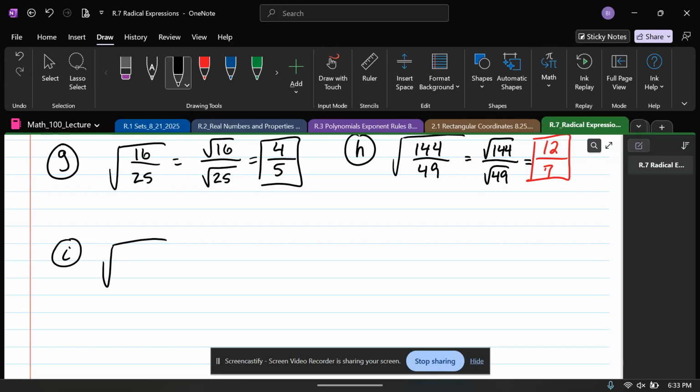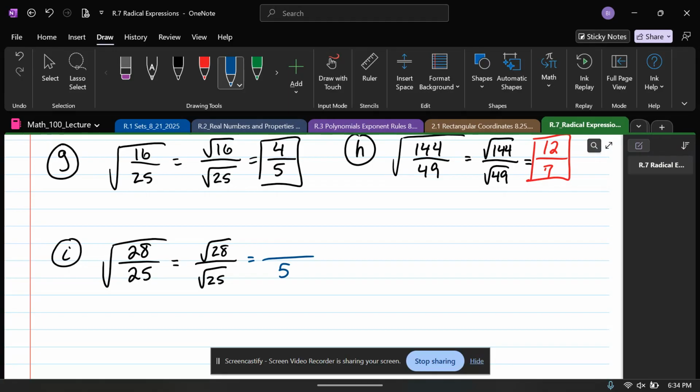So maybe you've got a fraction, 28 over 25. That looks a lot like example G, but it's a little bit different. Okay, so I'm still going to split it apart. The good news is that the bottom one works out. The square root of 25 is 5. But the top one, there isn't a perfect square to 28, right?